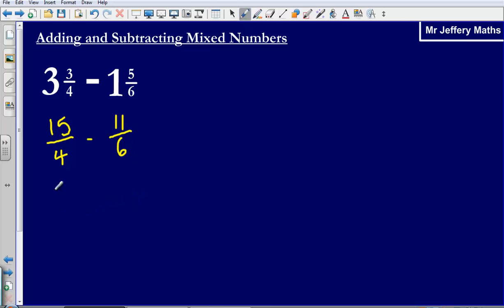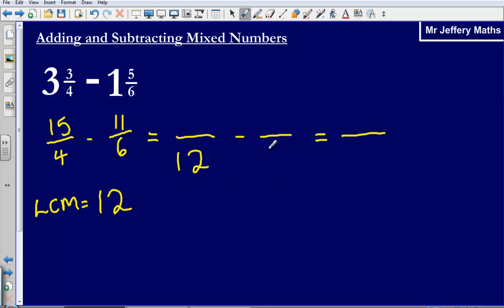Then what I'm going to do is make the numbers on the bottom the same. I'm going to find the lowest common denominator. To find that, I need to find the lowest common multiple of the 2 denominators. So what is the lowest common multiple of 4 and 6? Or we can think of it another way: what is the lowest number that is in the 4 times table, which is also in the 6 times table? That's going to give us 12, and this then becomes our common denominator. So 12 is just going to go on the bottom the whole way through.